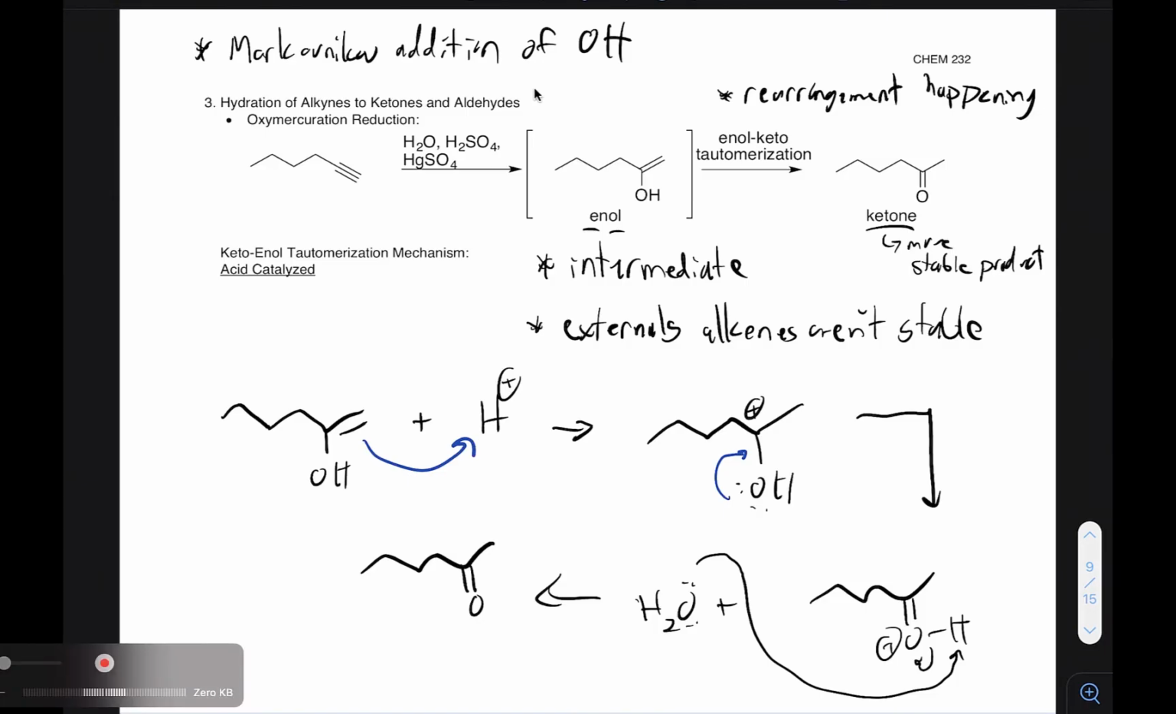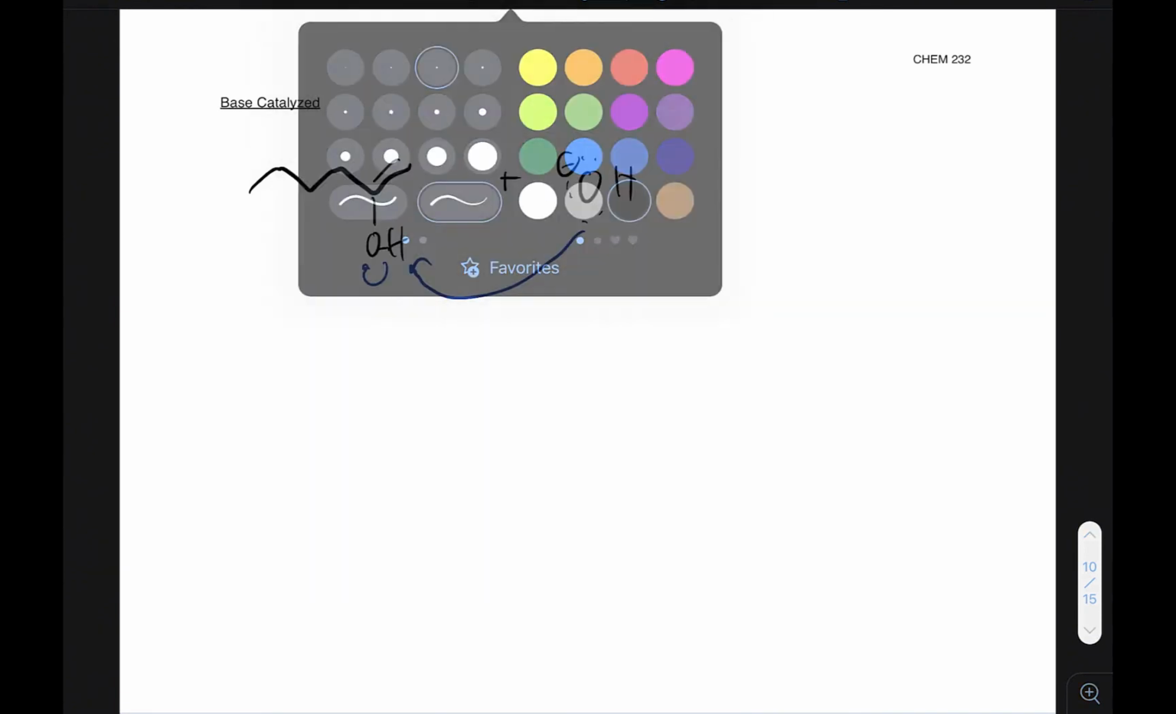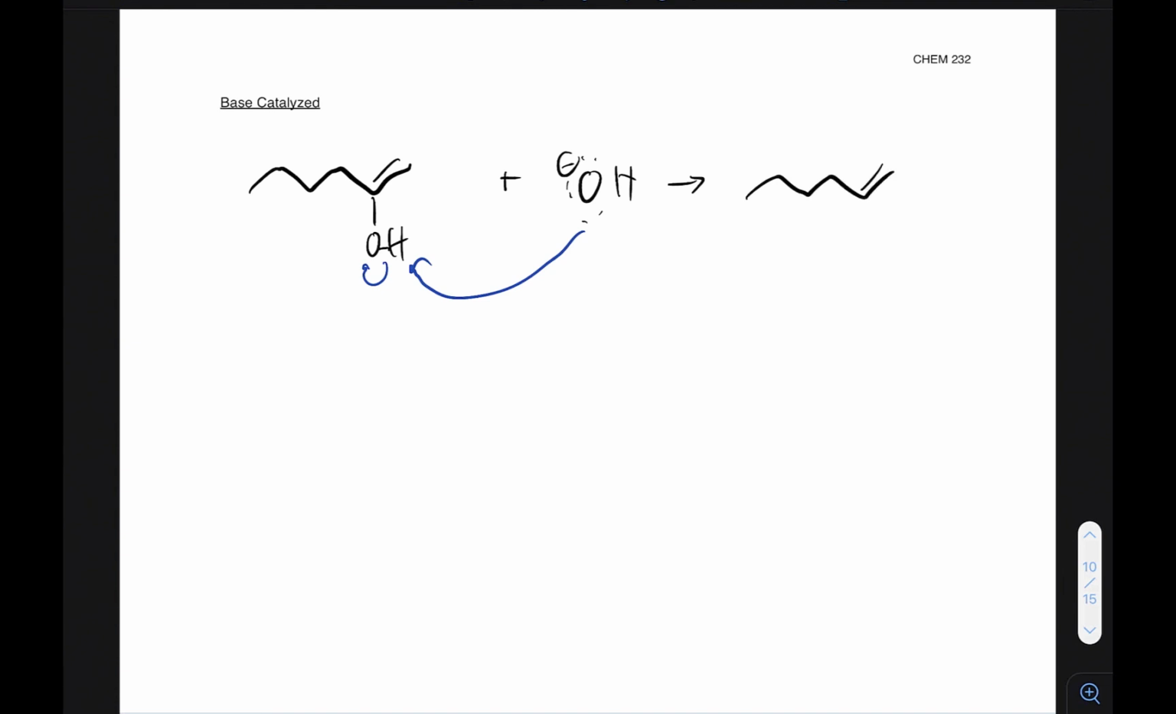Okay. There's another way we can look at this as well, where instead of having an acid-catalyzed rearrangement, we can do a base-catalyzed rearrangement, which is what the next page here is all about. So we have our enol again, like so. And instead of having an acid come along, we have a base. Let's say it's O minus, or whatever base we might be using, is going to come along here and grab that proton. And so we end up with O minus here.